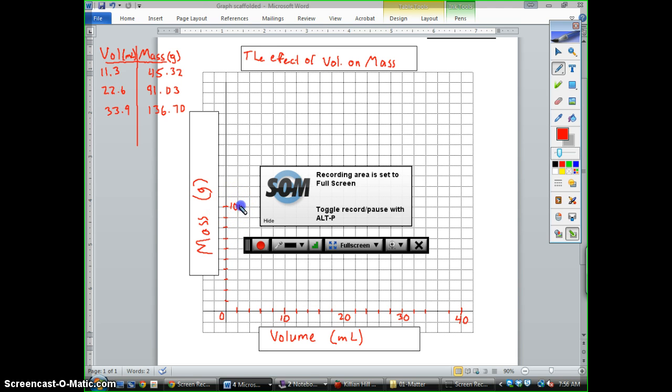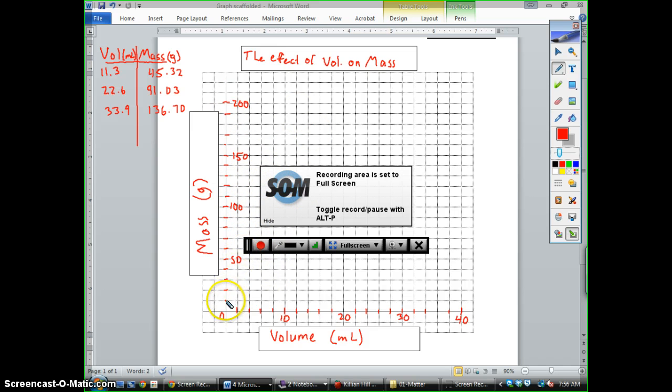Oh, I should have labeled which one is 50. 20, 30, 40, 50, 110, 120, 130, 140, 150, 160, 170, 180, 190, 200. Okay, so what I've done, I've chosen a scale where the graph fills up most of the screen, most of the space available for me.